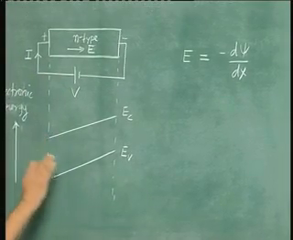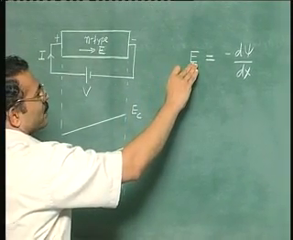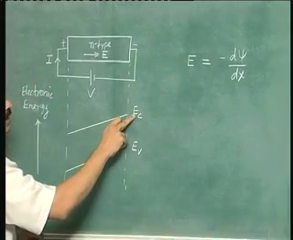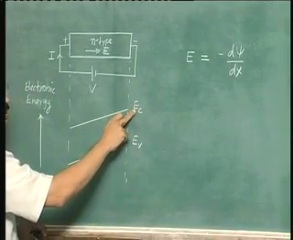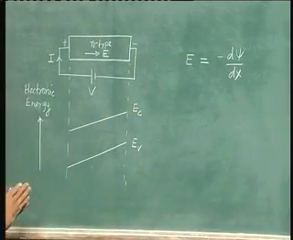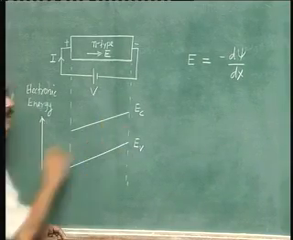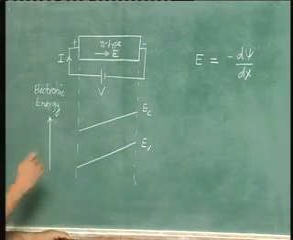Now it is important to note here that the E here is the electric field, whereas the E here is the energy. Okay. So I hope there will not be any confusion, because we have been using this nomenclature throughout the earlier lectures.